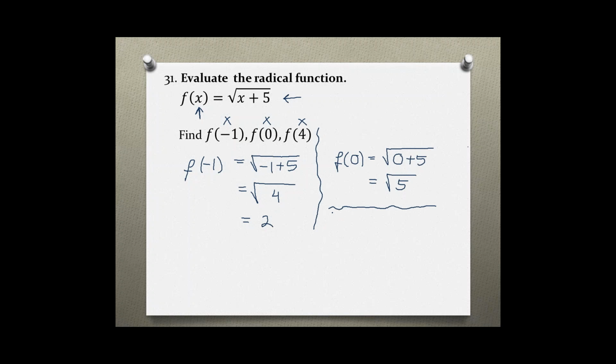And then my last one, now my x value is 4, so f of 4 is equal to the square root, and I have my x value, which is 4 plus 5. Okay, simplifying under the radical, we get 4 plus 5, which is 9, and 9 is actually a perfect square, so the square root of 9 is 3. So my answers for this first part of the evaluate problem would be 2, square root of 5, and 3.